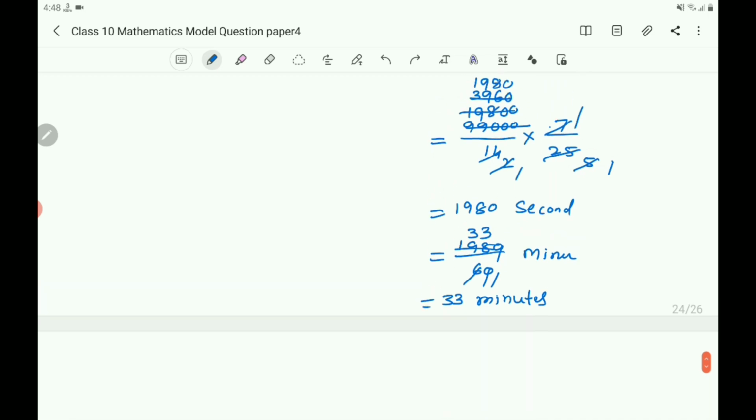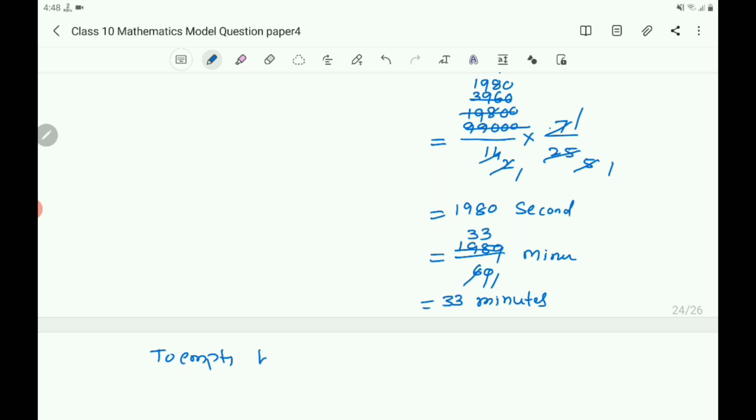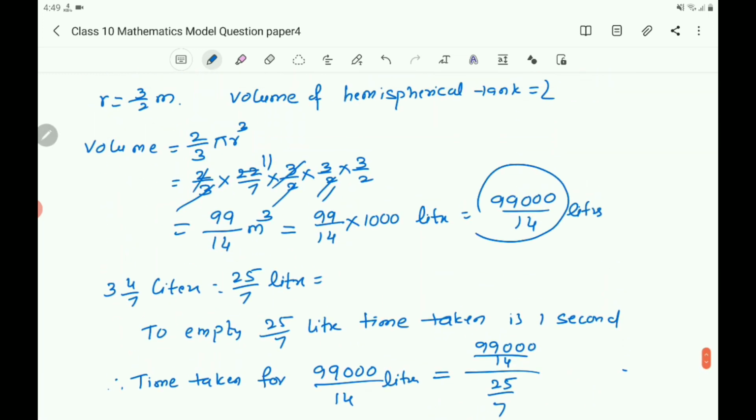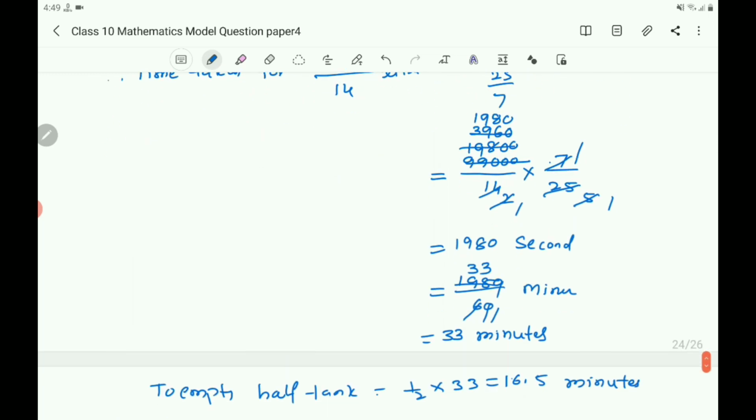So to empty half the tank, that equals half into 33 equals 16.5 minutes. 16.5 minutes. Here also you can divide by 2 at the start, or at the end you can divide.